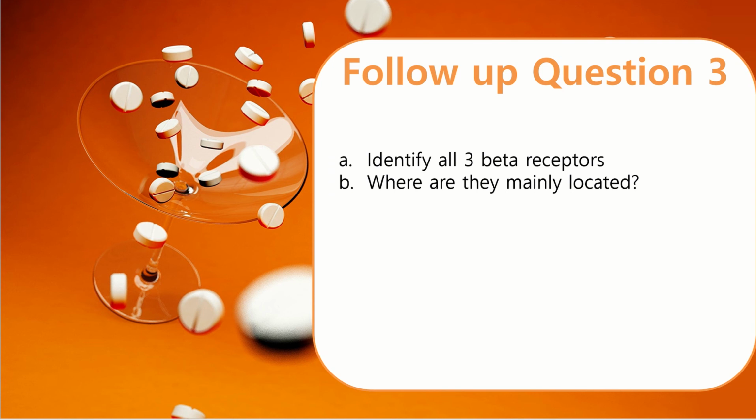Our follow-up question 3 is, identify all 3 beta receptors and tell me where they are mainly located. That's what I'm looking for, where they are mainly located.